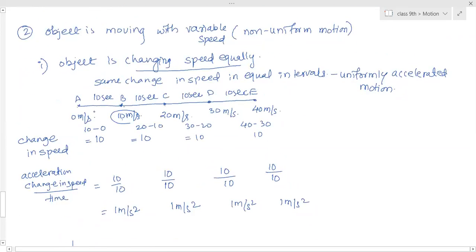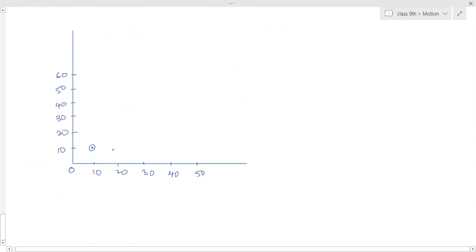Now at 20 seconds, how much is the total speed? It is 10 plus 10, 20. At that time, what is the speed? 20 meter per second. So at 20 seconds, the speed has changed to 20. At 30 seconds, the speed has changed to 30. In 40 seconds, the speed has increased to 40 meter per second. And again at 50 seconds, we got the speed as 50 meter per second. So when we plot these points and join them, we will get a straight line passing through origin.